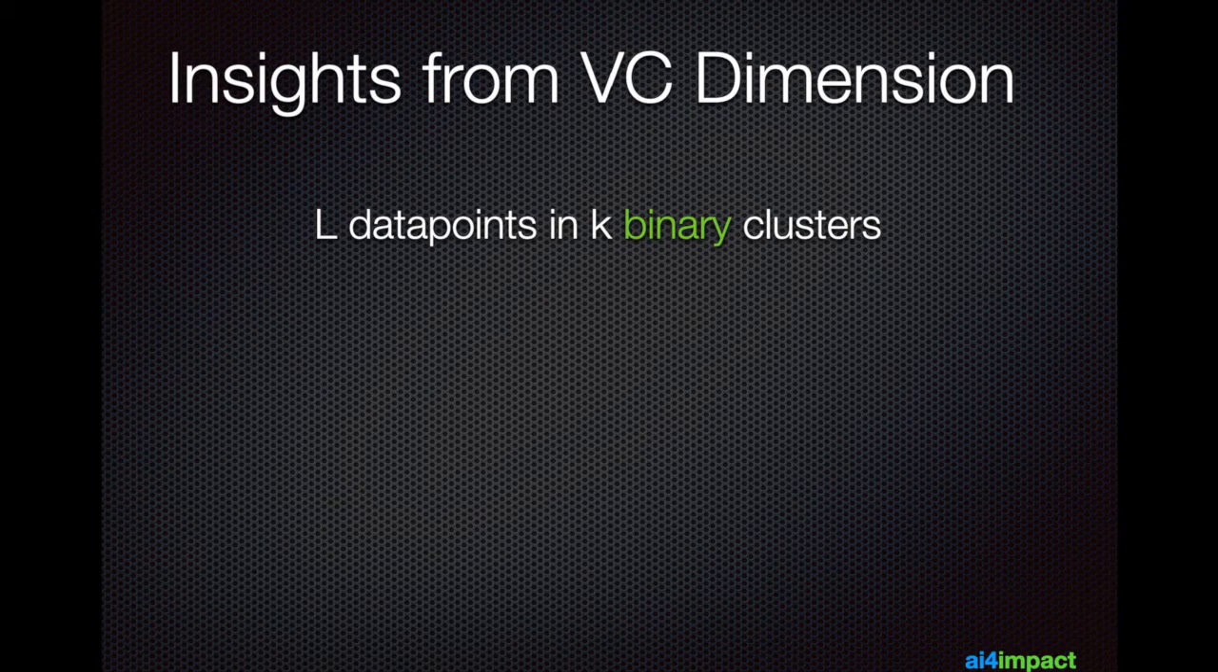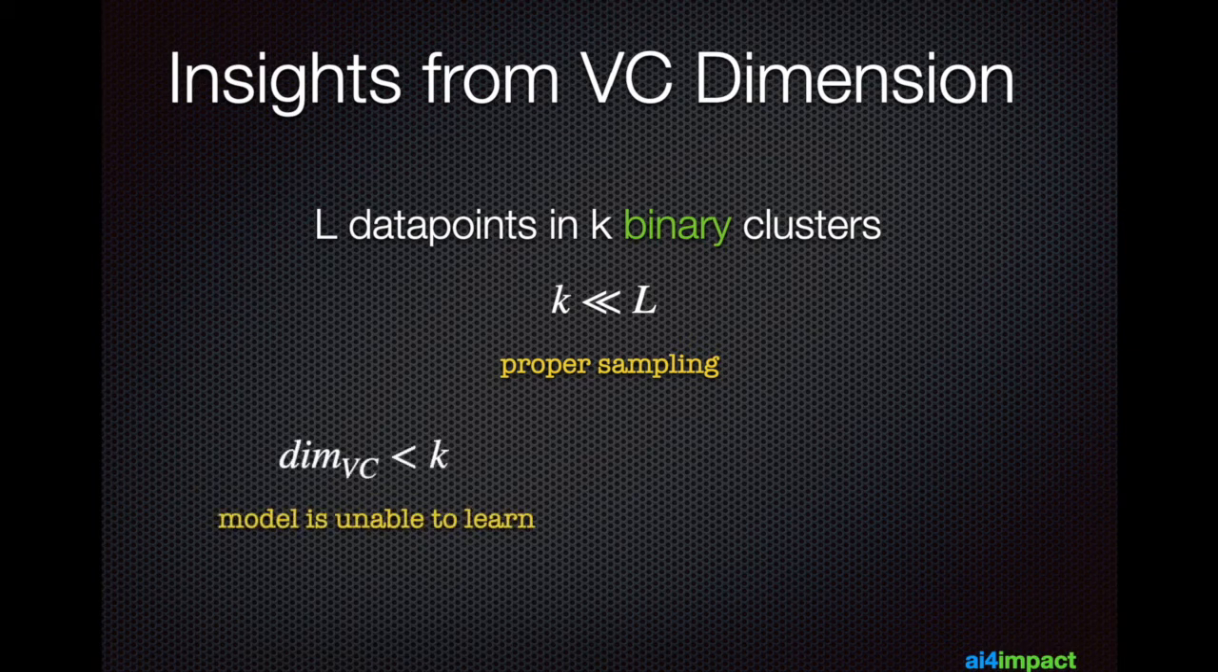Let's say we have L data points with K binary clusters. Now, you'd have to have K much less than L in order to properly sample these clusters. If the VC dimension is less than K, it simply means that your model will be unable to learn the training data. On the other hand, if the VC dimension is much larger than K, then your model will overfit easily because any hyperplane would easily separate out these clusters.